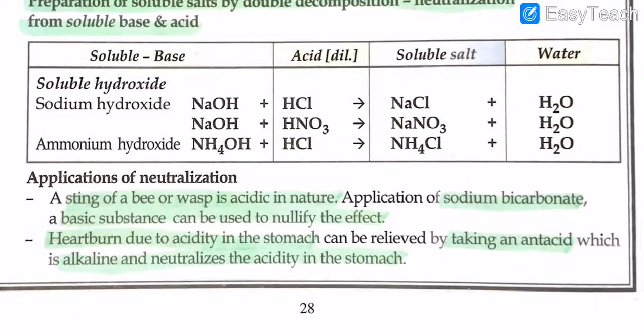NaOH plus HCl gives you NaCl plus H2O. Clearly NaCl is your soluble salt plus water. It's basically the same thing that we saw above. So sodium hydroxide plus hydrochloric acid, dilute. Then NaOH plus HNO3.